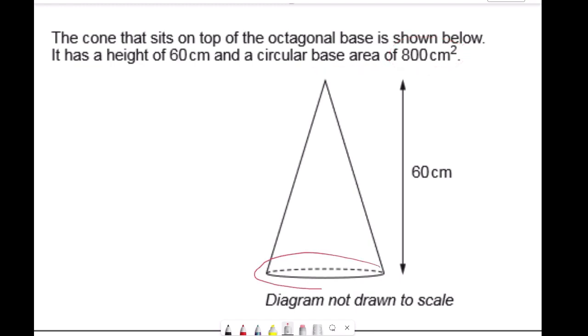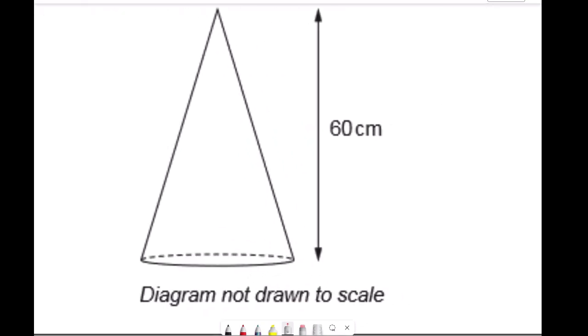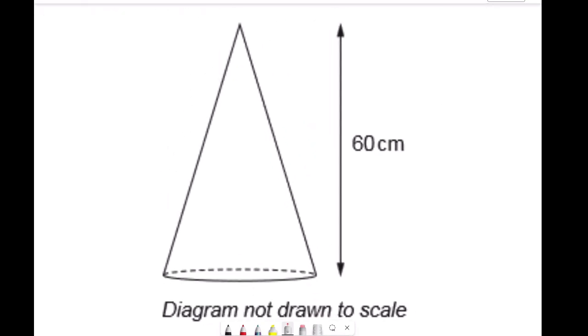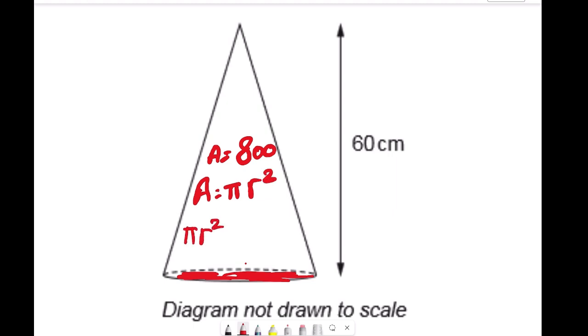It's not written here, and as we mentioned before, all pieces of information should be written in the diagram, so we can keep all information in front of our eyes. So I write here area equals 800 centimeters squared, and you know the area of this circular base equals pi r squared. That means we can say pi r squared equals 800, isn't it?